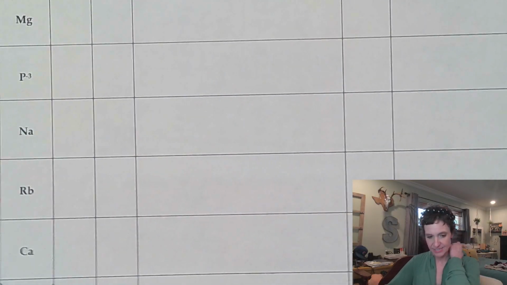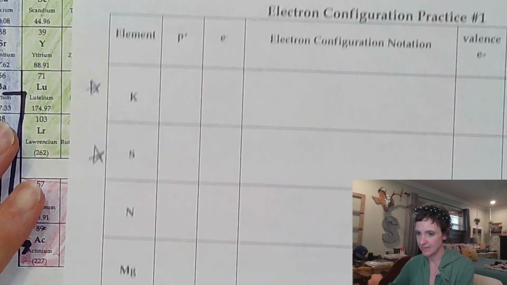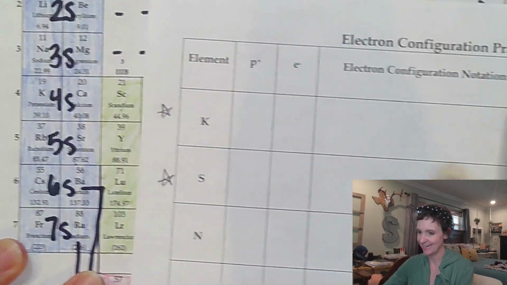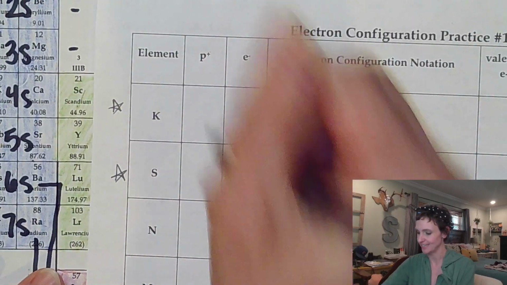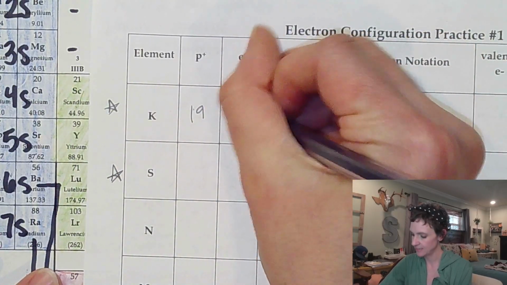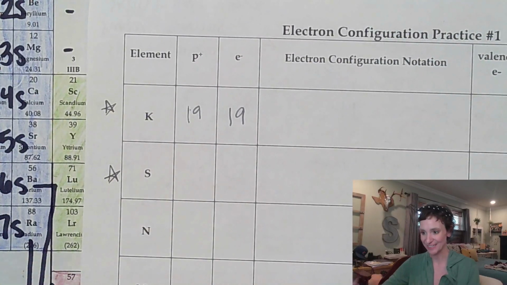Okay, let's do the first one. So potassium, find potassium on the periodic table. Potassium, potassium, potassium. There he is. Atomic number 19. Oh, and I've given you a place to write. Well, how many protons does he have? 19. He is neutral. I don't see any charges, so he has 19 electrons. See how this stuff kind of builds on each other.